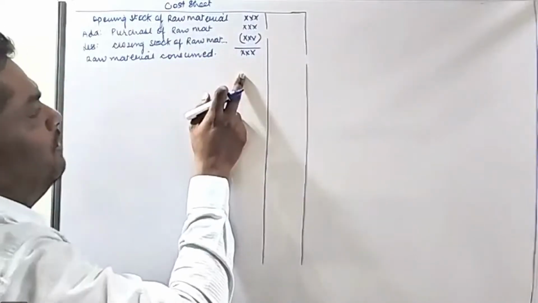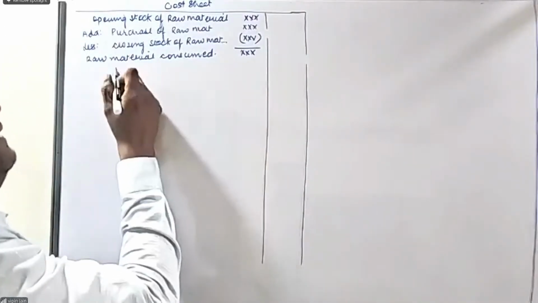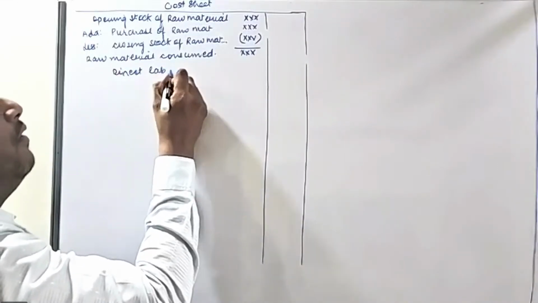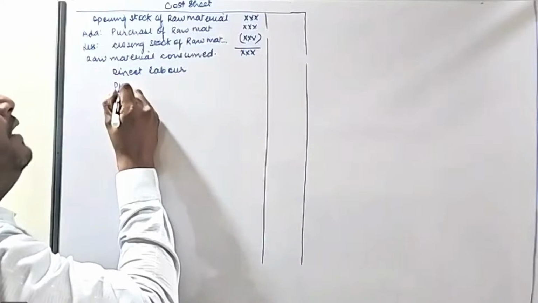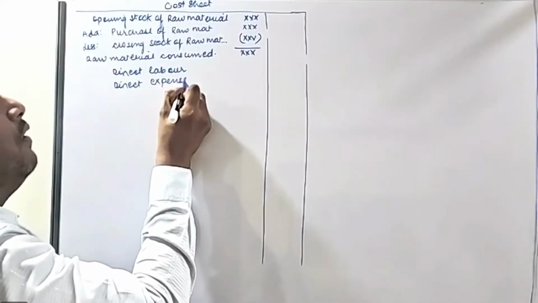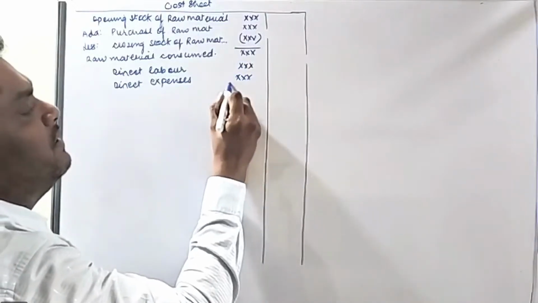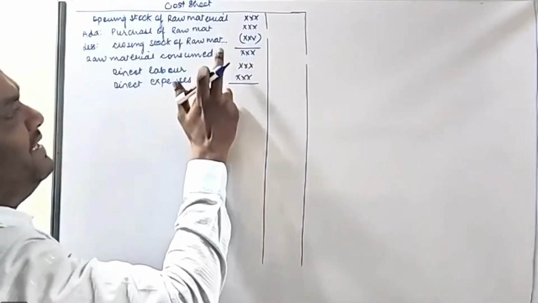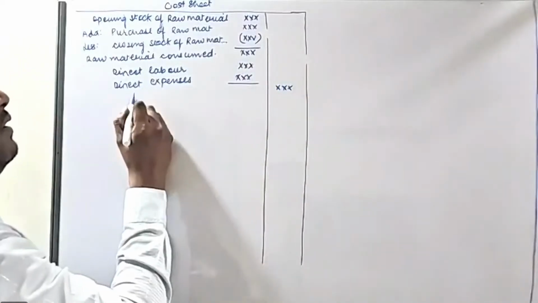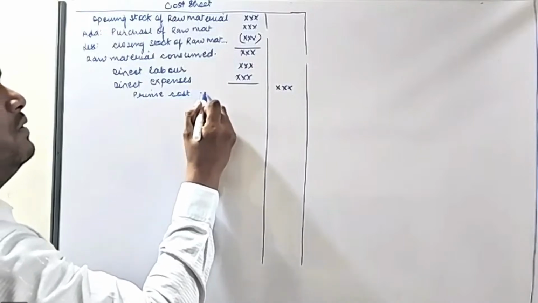This is my direct material. Now we'll write direct labor and direct expense. Direct labor and all the direct expenses. So the total of these three, that is material, labor, and expenses, will be my prime cost.